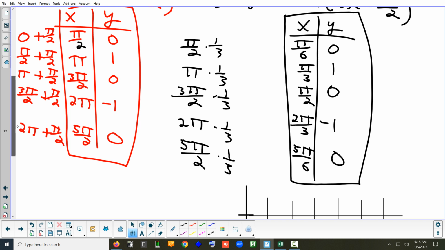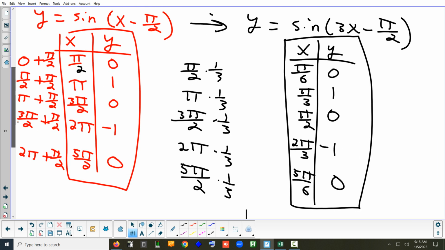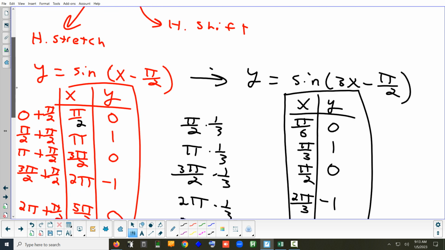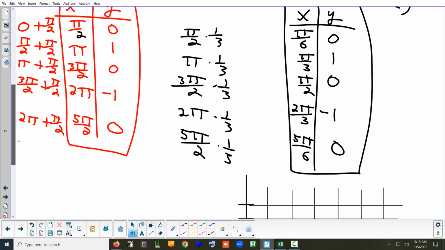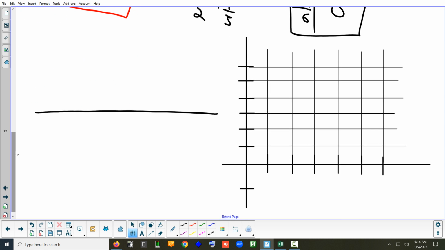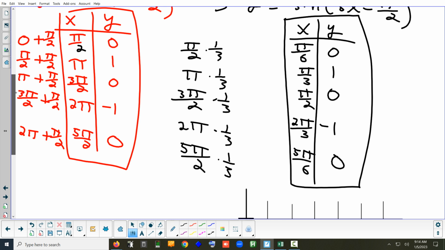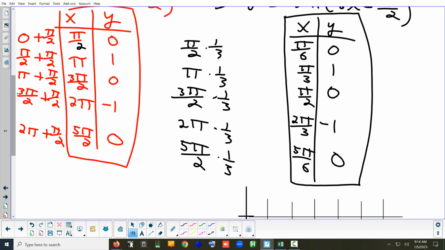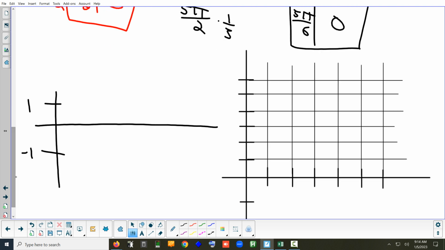Okay, so now we have to sketch it. Since the y's only go from 1 to -1, I might not even use that grid, because that's not really what I need. I want to draw my own. Okay, 1 to -1. And I need x values starting at pi over 6, pi over 3, so I need 1, 2, 3, 4, 5 tick marks.